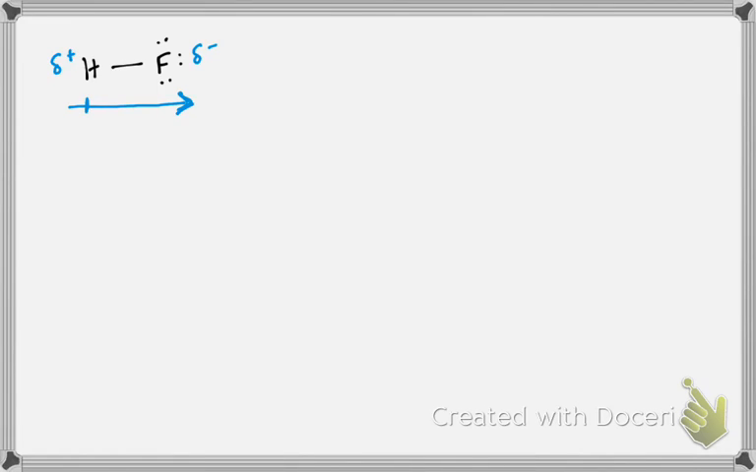And that's drawn like this. So you have an arrow. The arrow points to the negative end of the molecule. And then the cross here is on the positive side of the molecule.